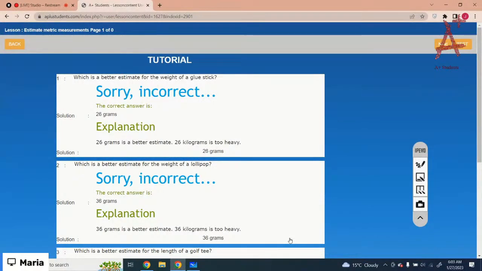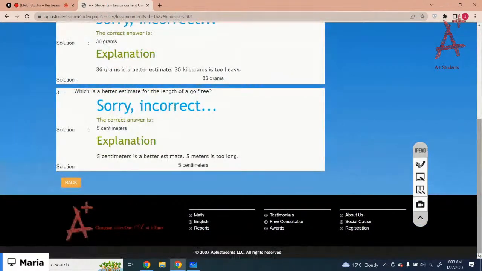Okay, which is a better estimate for the weight of the lollipop? You are given 36 grams or 36 kilograms. Which is the better estimate? 36 grams. Got it? Because 36 kilograms is too heavy. Okay, which is a better estimate for the length of a golf tee? You are given 5 centimeters and 5 meters. It is 5 centimeters. Got it? Because 5 meters is too long.